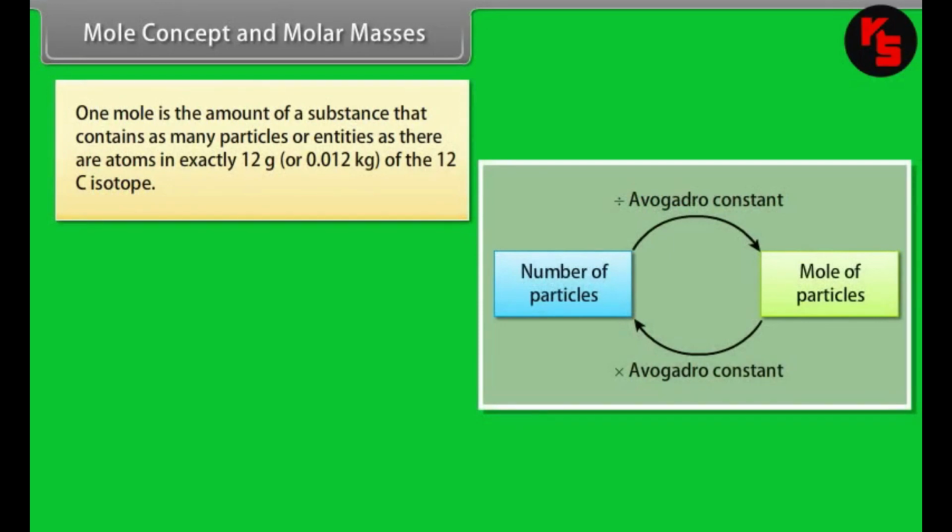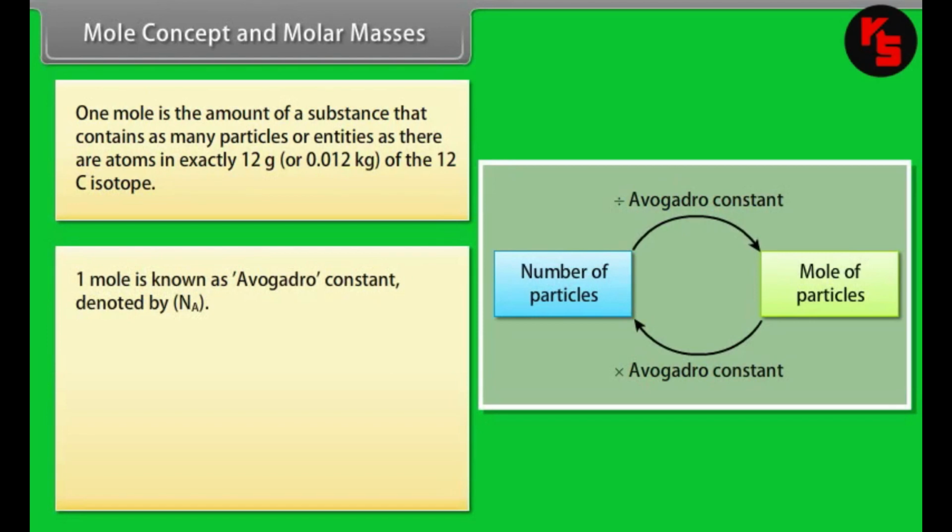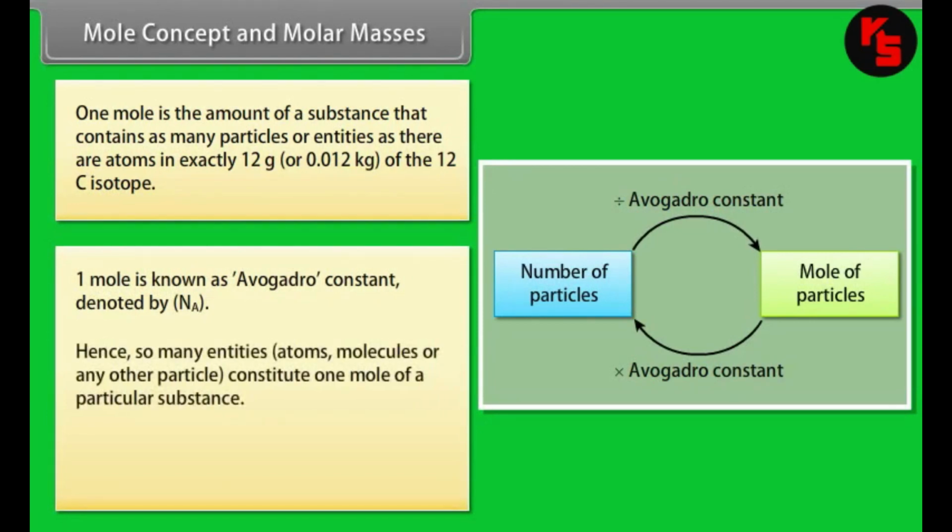Mole concept and molar masses. 1 mole is the amount of a substance that contains as many particles or entities as there are atoms in exactly 12 gram or 0.012 kg of the 12C isotope. The number of entities in 1 mole is known as Avogadro constant, denoted by NA. Hence, so many entities, atoms, molecules or any other particle constitute 1 mole of a particular substance.